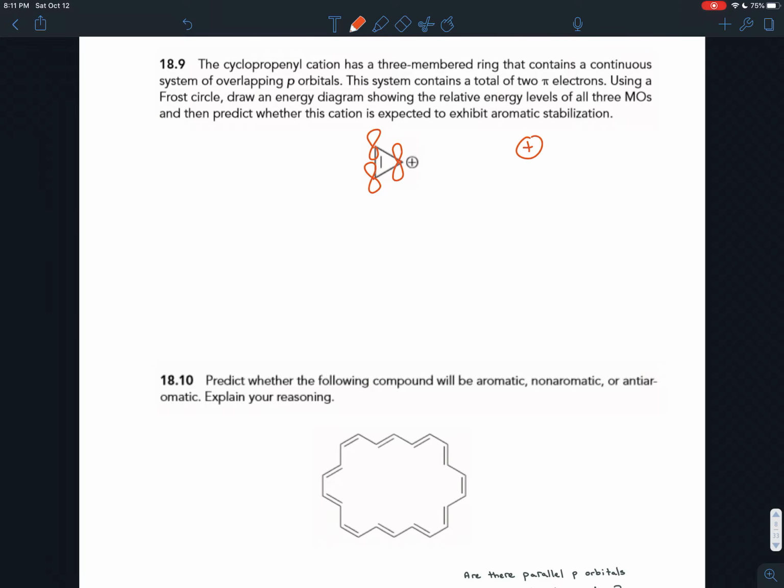So next, it says this system contains a total of 2 pi electrons. Those are the 2 electrons in that pi bond. Now, you might recognize that that is the very first Huckel's number. And so you might think immediately this is probably aromatic, really stable, even though it has a positive charge. But we want to investigate that not using the pattern of Huckel's numbers, but using a frost circle. They want us to draw an energy diagram that shows the relative energy levels of the 3 molecular orbitals and predict, using that, whether the cation is expected to be really stable, aromatic, or not.